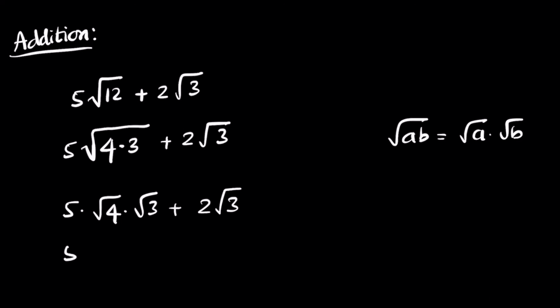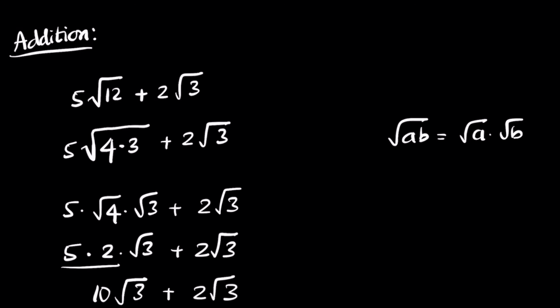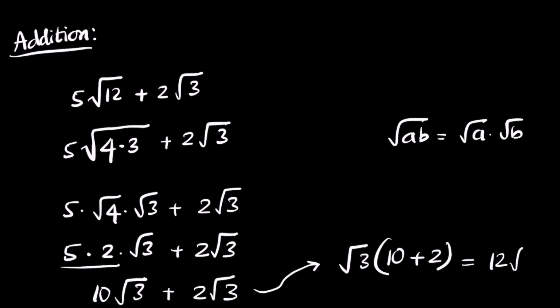So which gives you 5 times, root 4 is 2 and root 3 stays the same, plus 2 root 3. So 5 times 2 becomes 10. So 10 root 3 plus 2 root 3. How do we add 10 root 3 and 2 root 3 here? We consider the same situation as any expression. We take root 3 out and we add the numbers. That gives you a final value of 12 root 3. So the simplified version of this is 12 root 3.